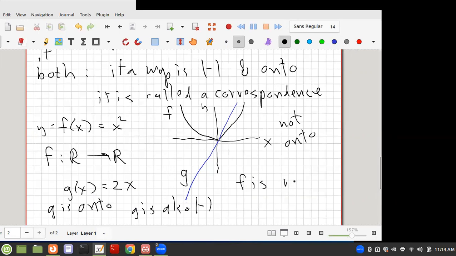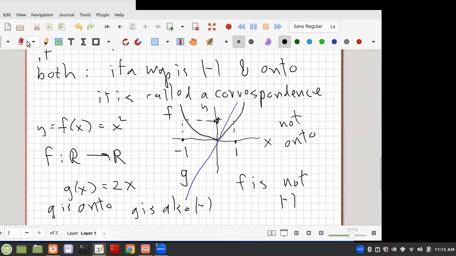Sorry about that. F is not 1-to-1 because I could have, say, here 1 and -1 both go to 1, right? So as a result, I've got 2 domain elements going to 1 codomain element. And you could have a test where you take the graph of the function, look at a horizontal line, and it should only intersect the graph once. And if it intersects it twice, it's not 1-to-1.